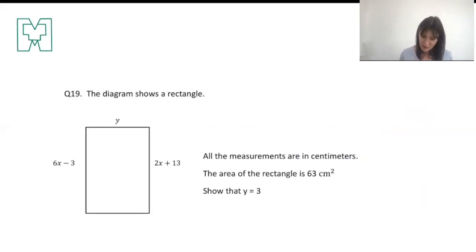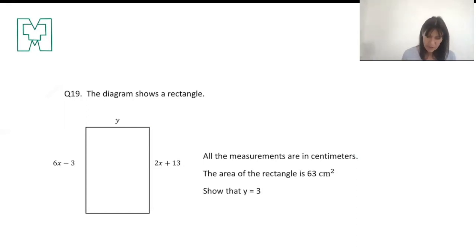Okay, so we have got an area given to us. The area of the rectangle is 63. We've got to show that y is equal to 3. So they have actually told us what y equals. So we need to work out what x is to help prove, to show that the y is 3.